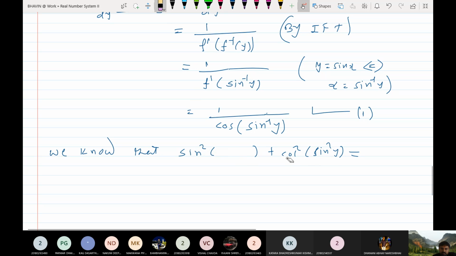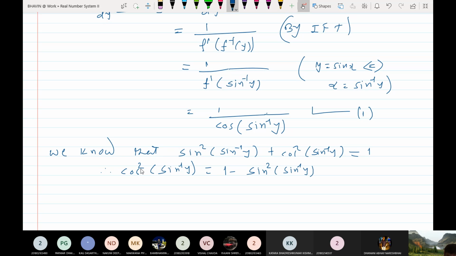Let me write this down. What is sin square plus cos square? 1. Therefore, what is cos square of sin inverse y? Cos square of sin inverse y is 1 minus sin square of sin inverse y. Do you understand? But what is the answer of this?